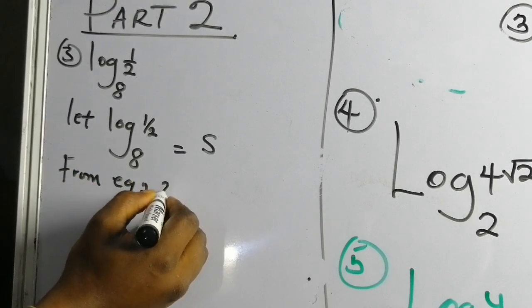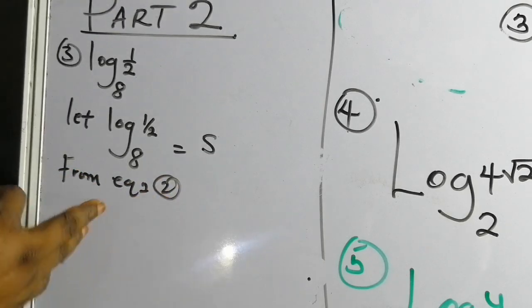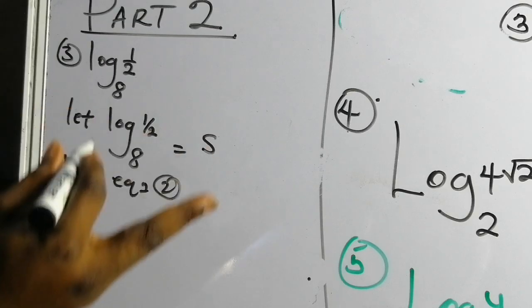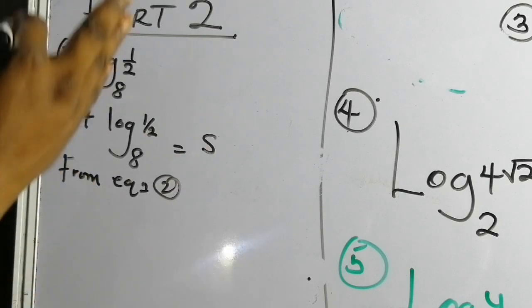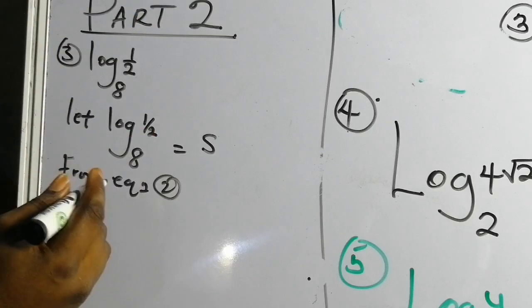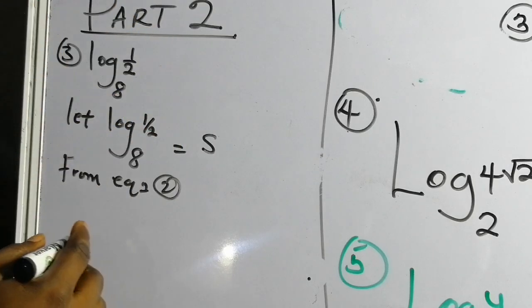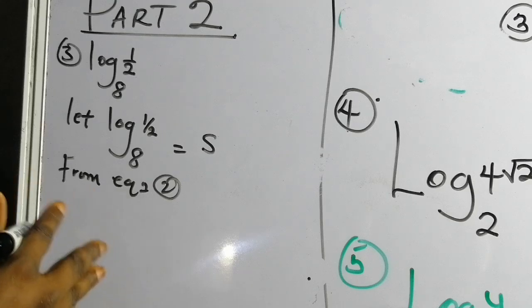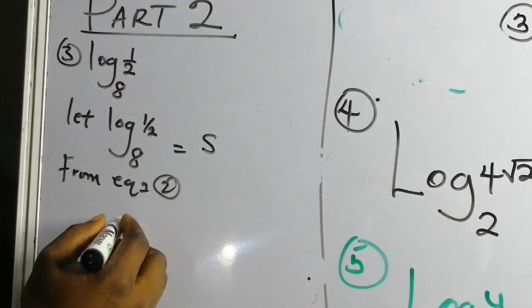From equation 2. In a normal exam, you might not need this. Just write the law straight based on this equation 2. You might not need it, but if you want to write it, it's okay. If it's an objective question, you don't need it. You know what to write. Just go straight to the point.